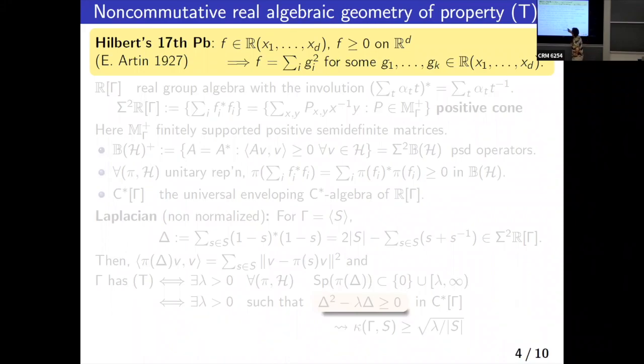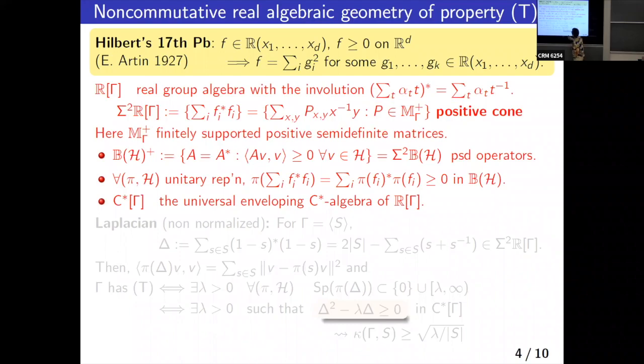So I just replace the rational polynomial ring with a non-commutative ring. What does positivity mean? Point evaluation is nothing but a unitary or orthogonal representation, so it's always positive semi-definite on the orthogonal representations. Then one asks if it's a sum of squares.